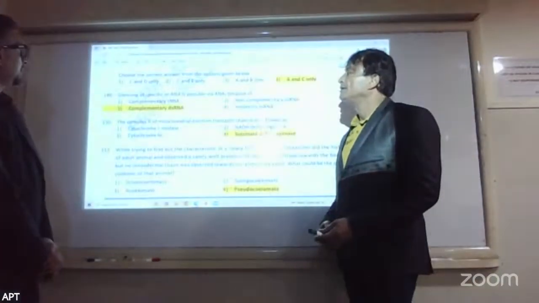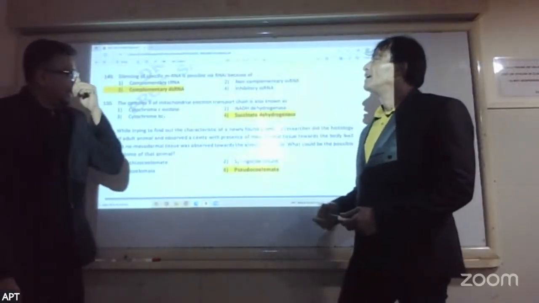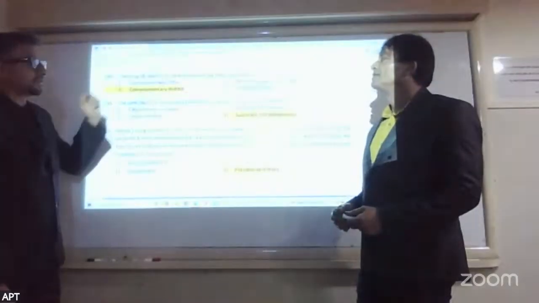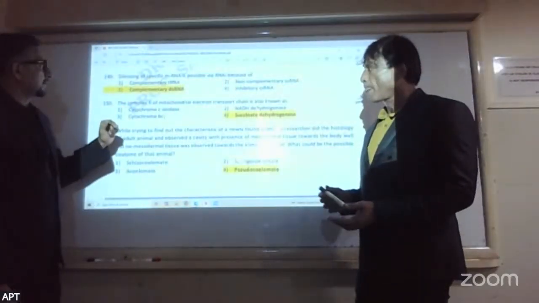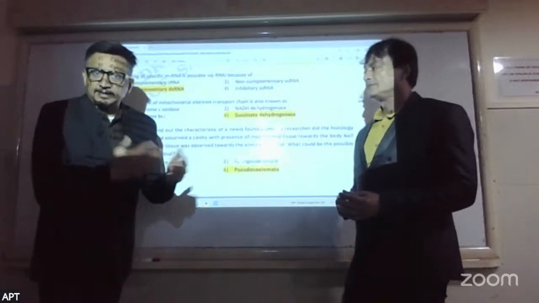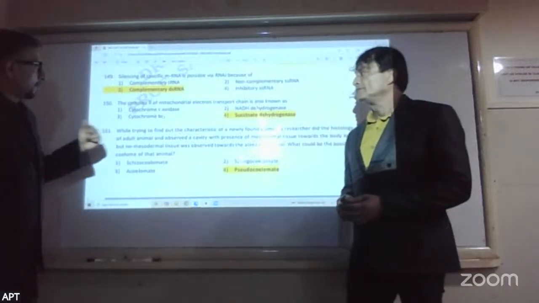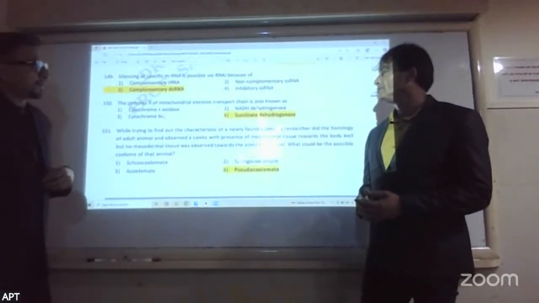Can we go ahead? 149, silencing of a specific mRNA is possible because of complementary, correct, I think 3. Correct. 150, the complex 2, again the facts, name of the enzyme succinate dehydrogenase. We know complex 1, 2, 3, 4, 5, and they have picked up the complex 2.